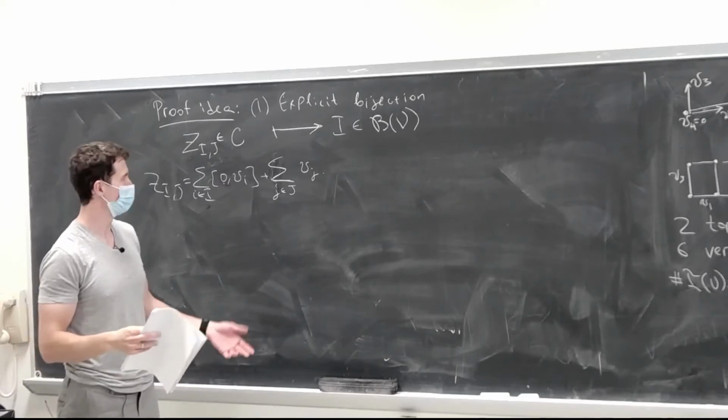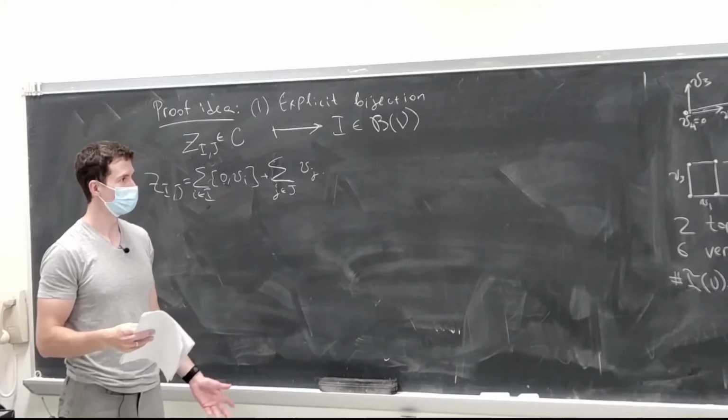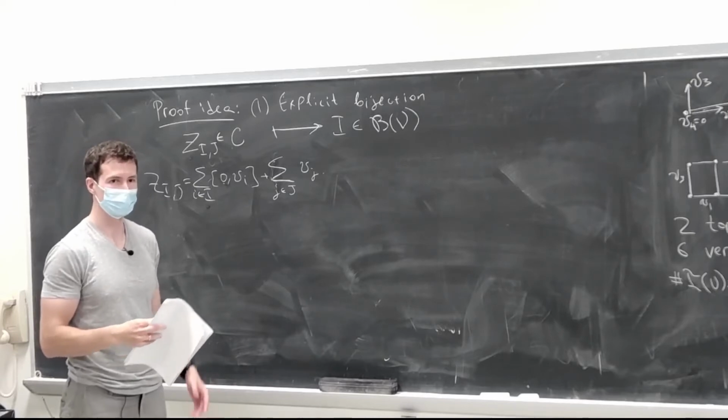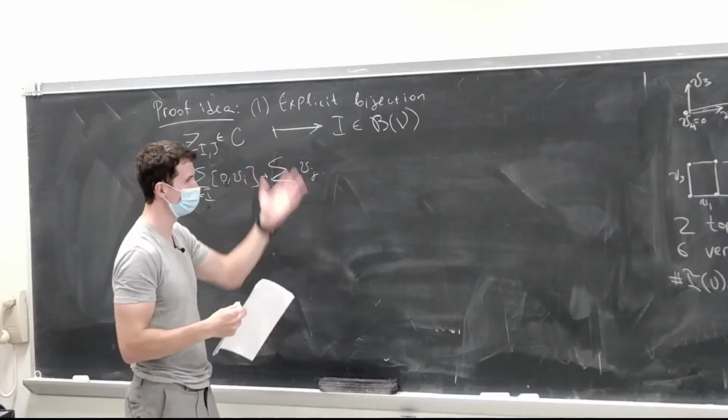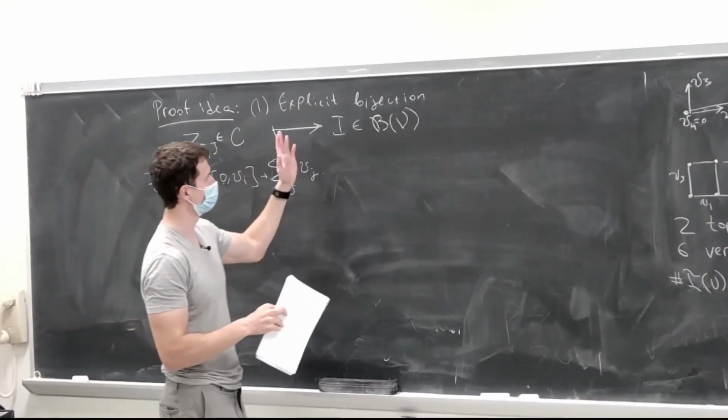Yeah, that's a great question. How do we know we don't get multiple copies? And somehow that is true. I mean, the bijection is easy to write down, but it's hard to show that it's a bijection.